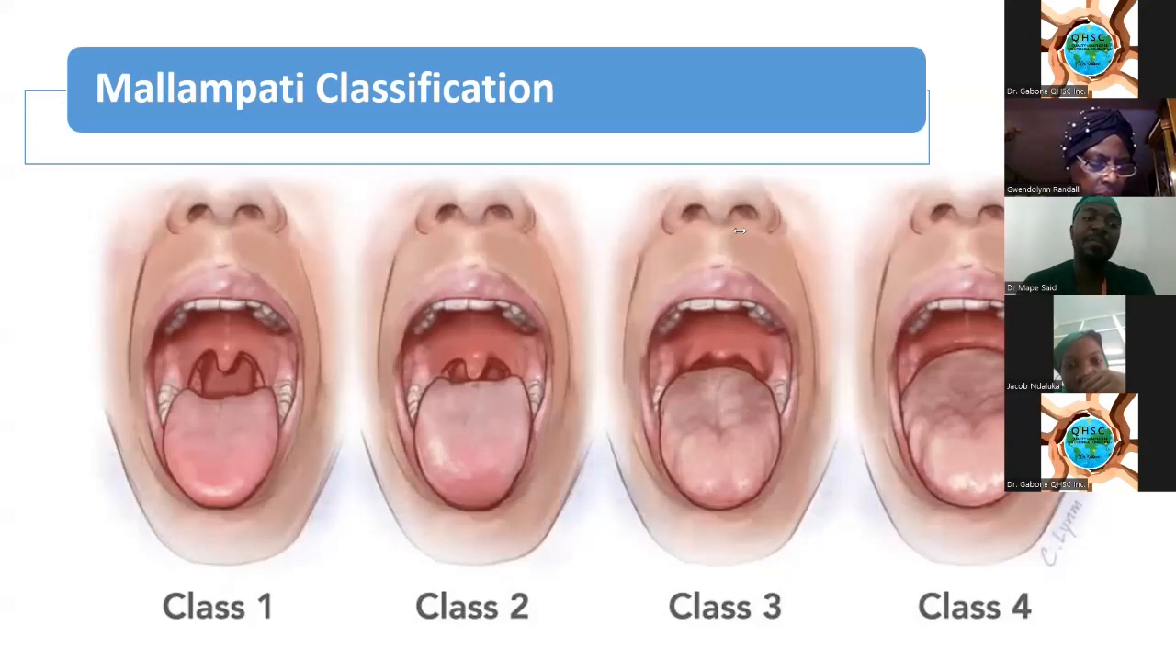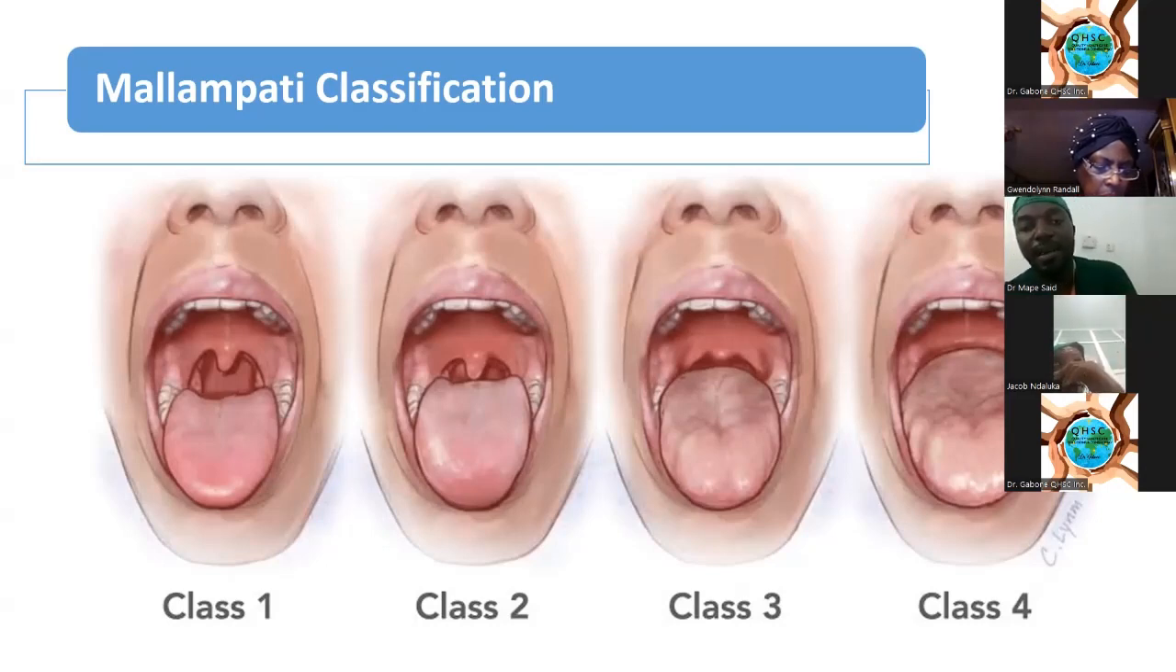So in class one, the structures that you see are the tongue, the hard palate, the soft palate, the whole part of the opening. Back there, what I see are the pillars of the tonsils. All structures are visible. Now coming to class two, you start to lose some of the structures in your visualization. The tongue, the hard palate, there's minimal visualization of the soft palate and the posterior pillars of the tonsils. The uvula is not seen the way we see it in class one. So class one and class two, it's easy to intubate.